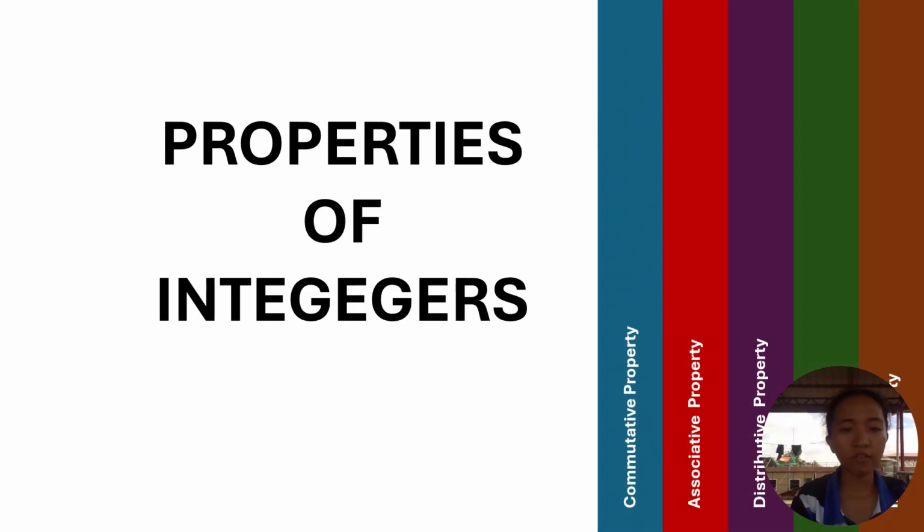Next, let's discuss the properties of integers. There are 5 properties of integers. First is the commutative property, the associative property, the distributive property, the identity property, and the inverse property.